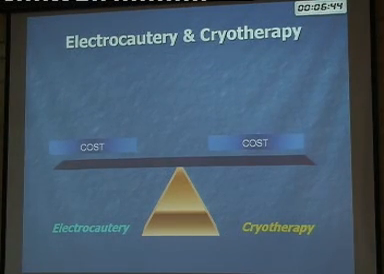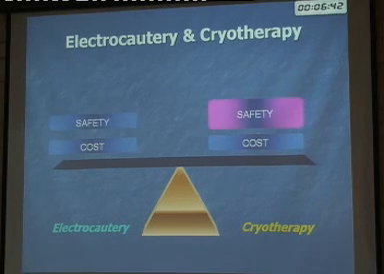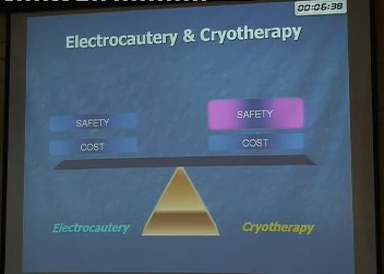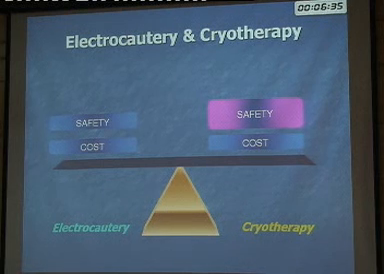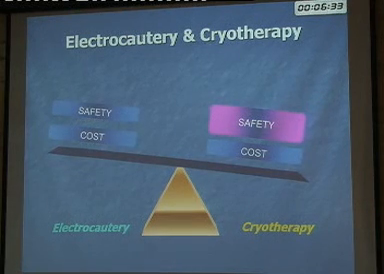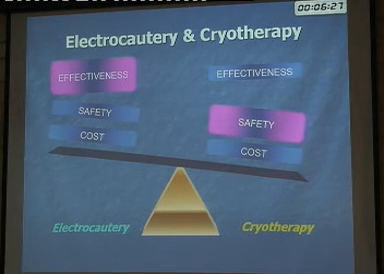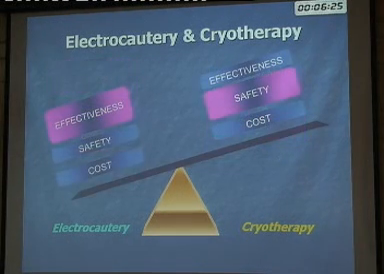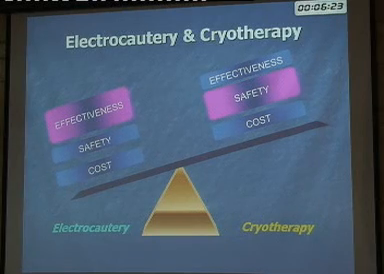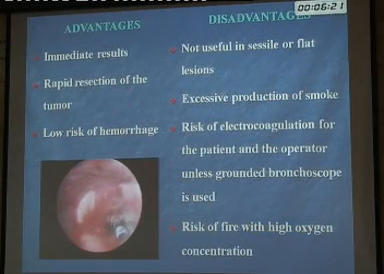Let's compare electrocautery with cryotherapy. As regards the cost, almost the same. As for safety, the cryotherapy is much safer than the electrocautery, and so in this part the cryotherapy wins. However, if we add the effectiveness, the electrocautery, of course, wins in comparison to cryotherapy.